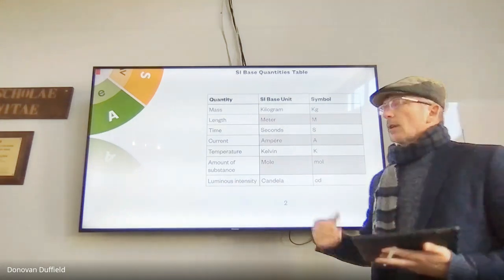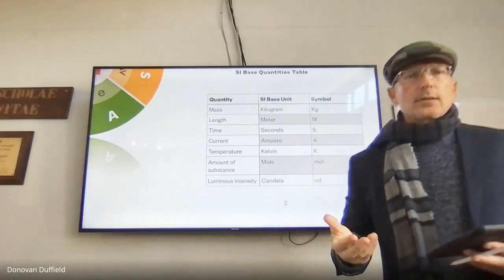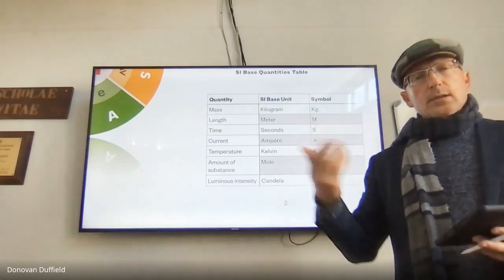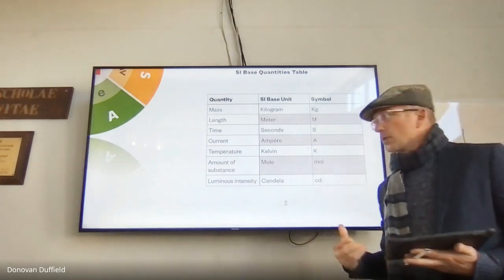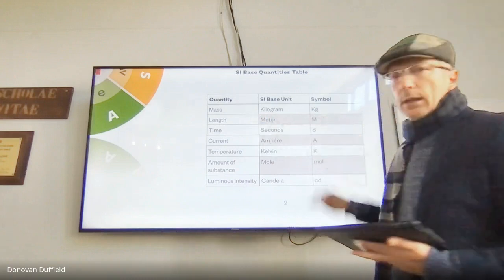Right. Now, these are the base units. So if we look at something like velocity or speed, which is distance over time, velocity is changing position over time, we're going to land up with length over time, which will be meters per second.